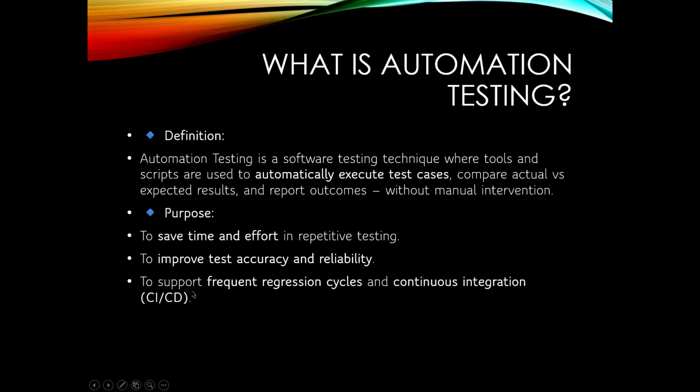And to support frequent regression cycles and continuous integration. Automation testing supports frequent regression cycles and continuous integration, the CI/CD pipeline like Jenkins and others. We are going to add the regression jobs in the CI/CD pipelines to execute your test cases in the nightly execution.